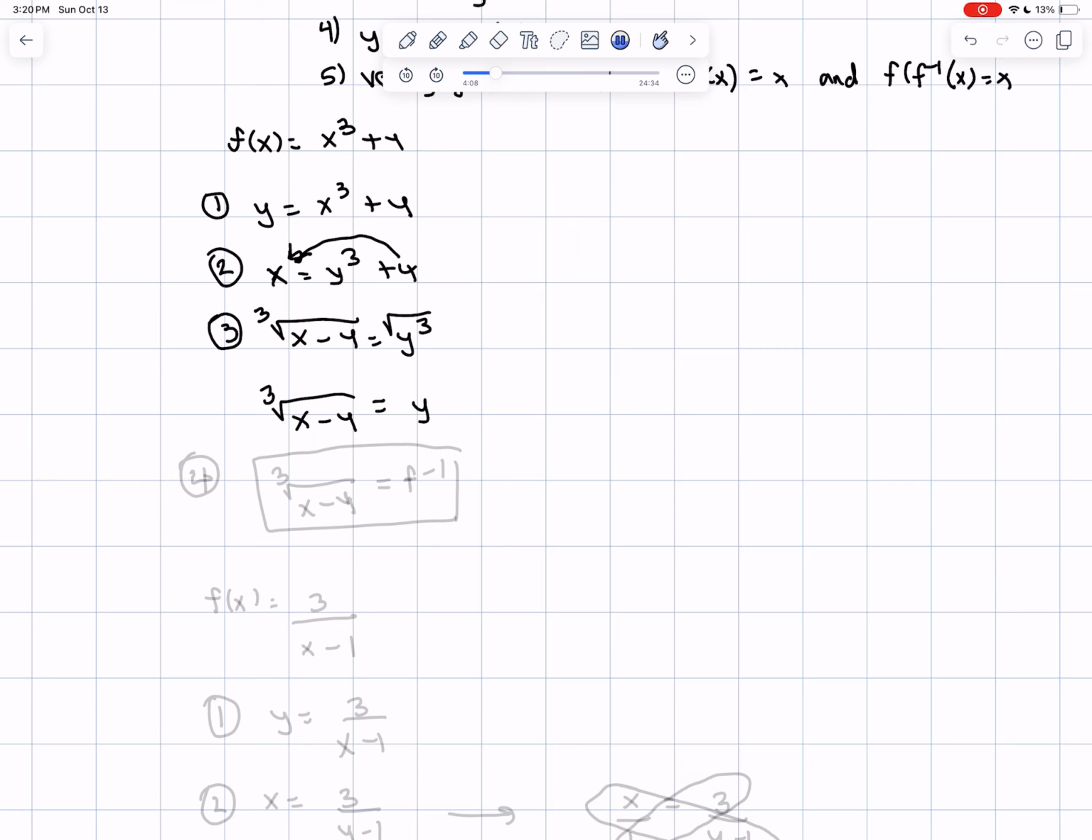So we're pretty much done. We've isolated y, and now we know that f to the minus 1, I'm just going to change it. So you're exchanging that y for the f to the minus 1 of x, equals cube root of x minus 4.